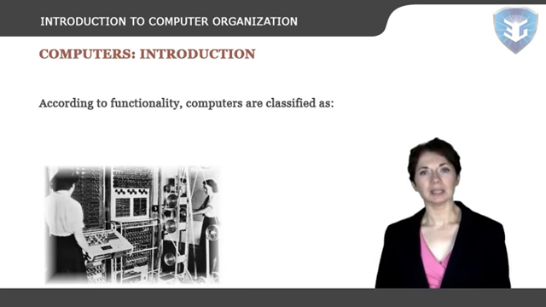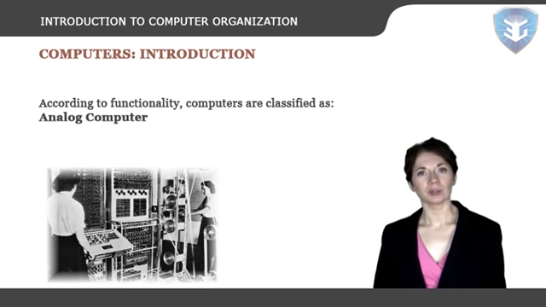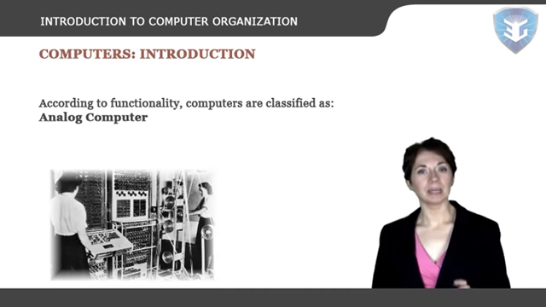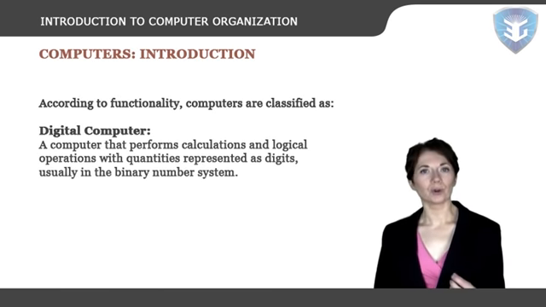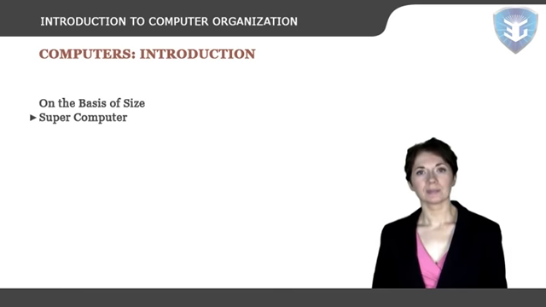According to functionality, computers are classified as analog computer. An analog computer is a form of computer that uses continuous physical phenomena, such as electrical, mechanical, or hydraulic quantities, to model the problem being solved. Digital computer. A computer that performs calculations and logical operations with quantities represented as digits, usually in the binary number system. On the basis of size.